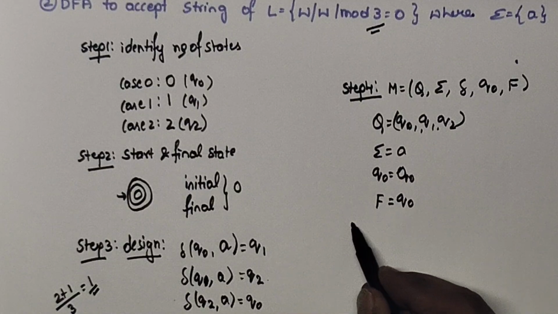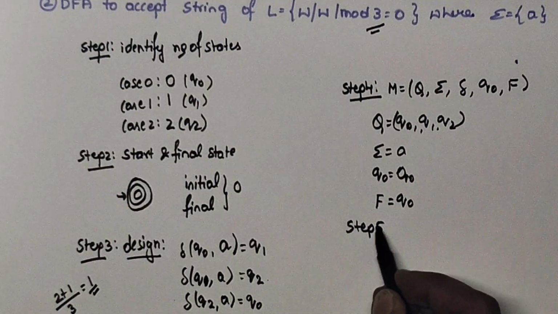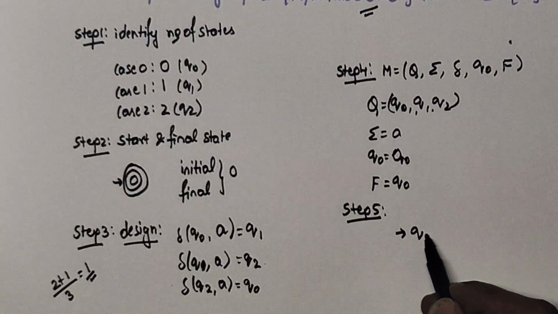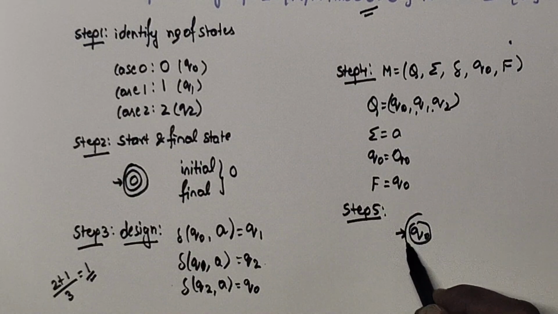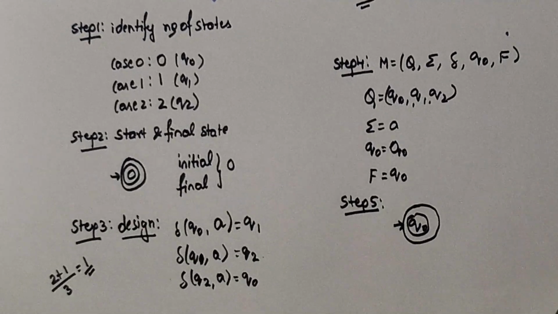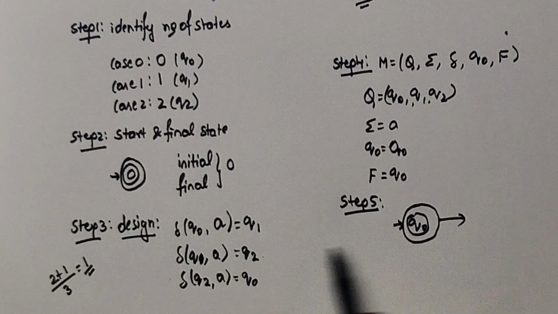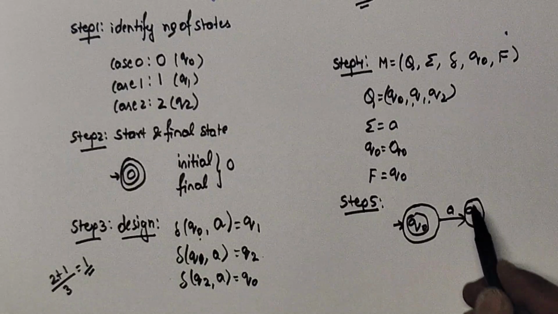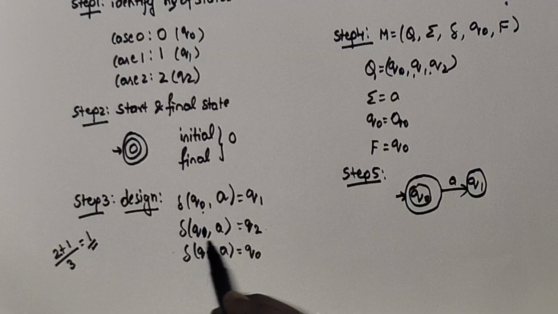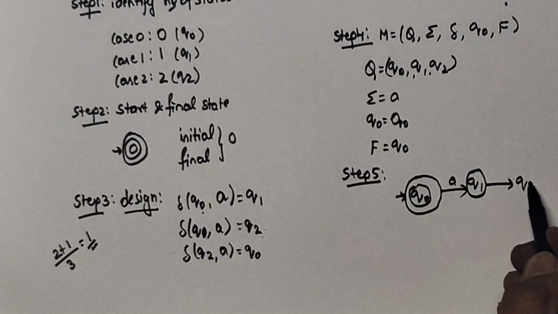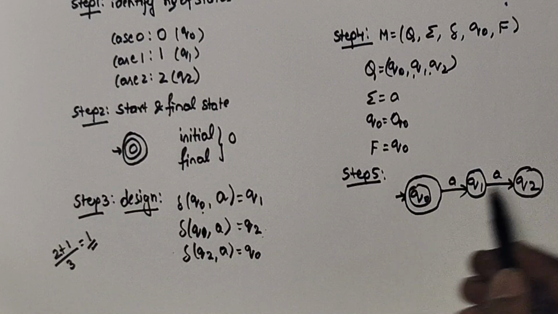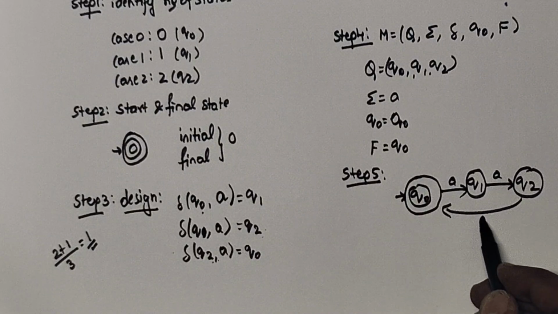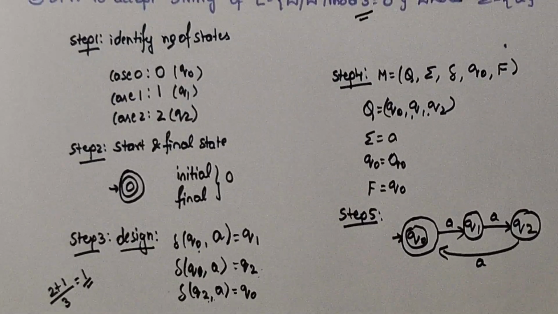Now, we draw the DFA diagram in the last step. So what I will be doing? I will start from the initial state Q0, and it is also the final state, so I will enclose it using 2 circles. If I add 1 A to Q0, it will move to Q1. Next, if I add 1 A to Q1, it will move to Q2. If I add 1 A to Q2, it will move to Q0 again. So the final state is reached.